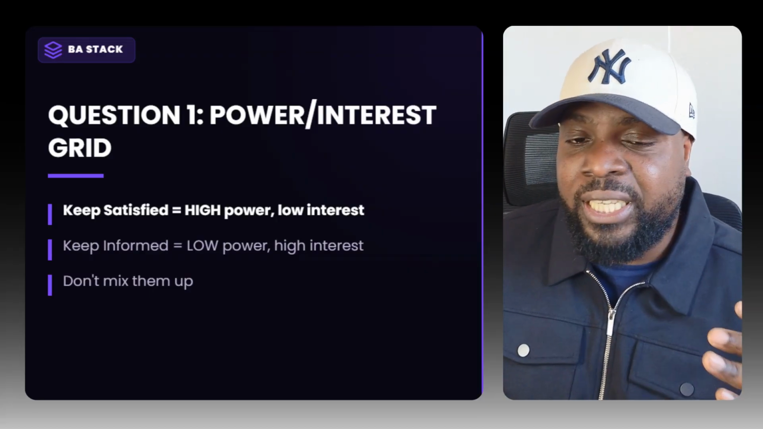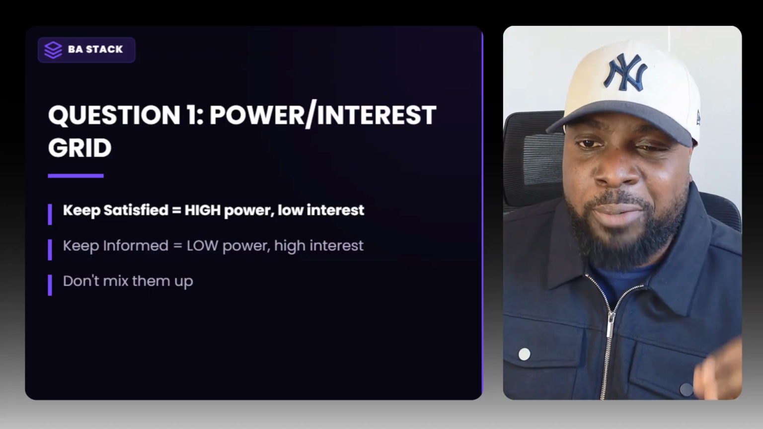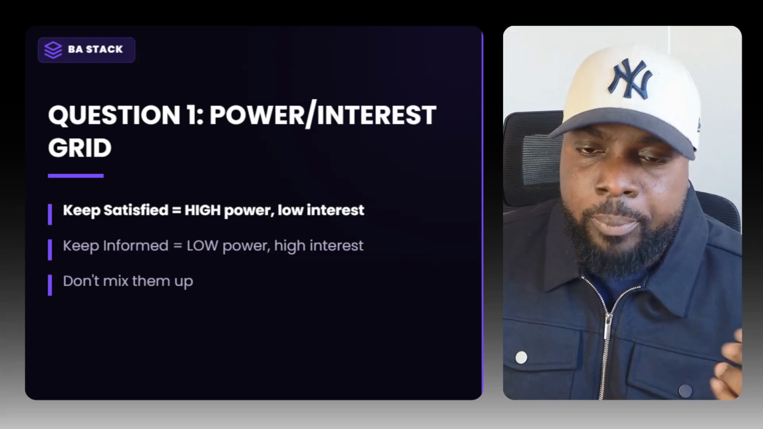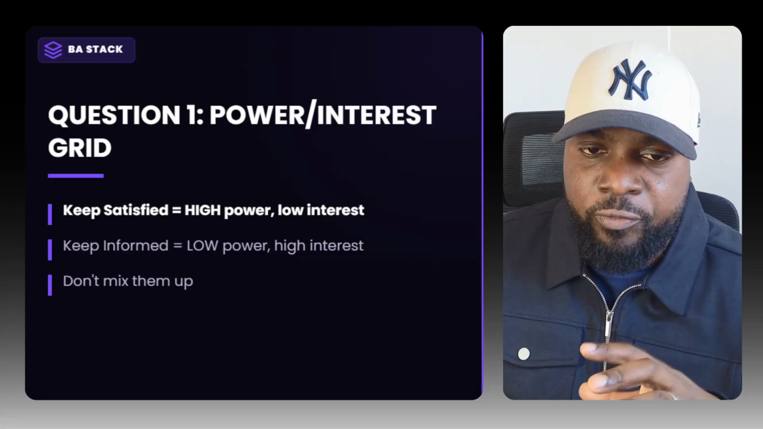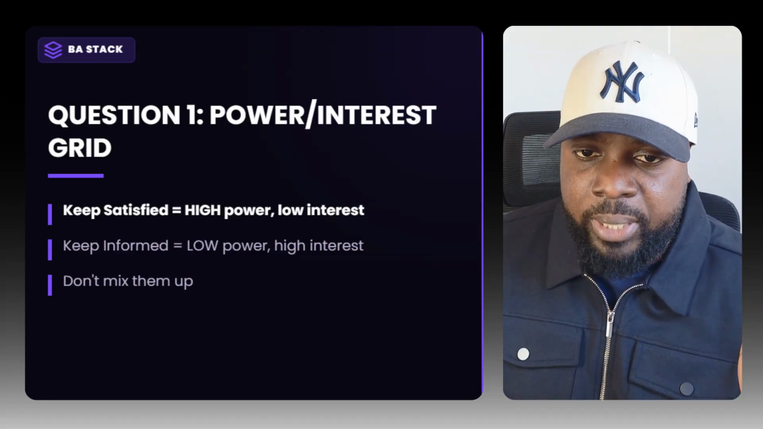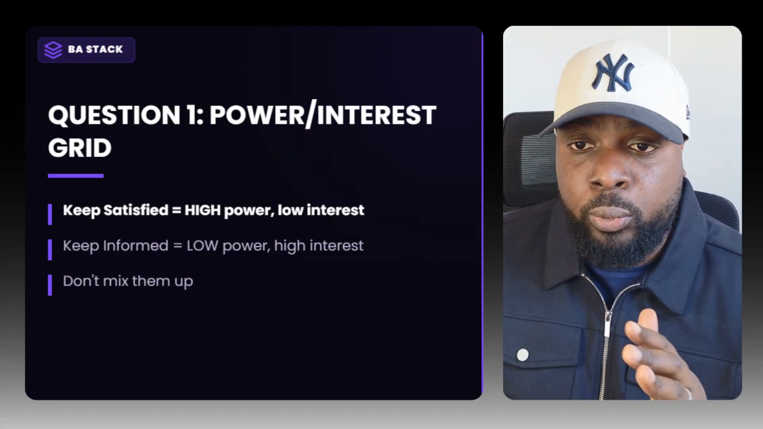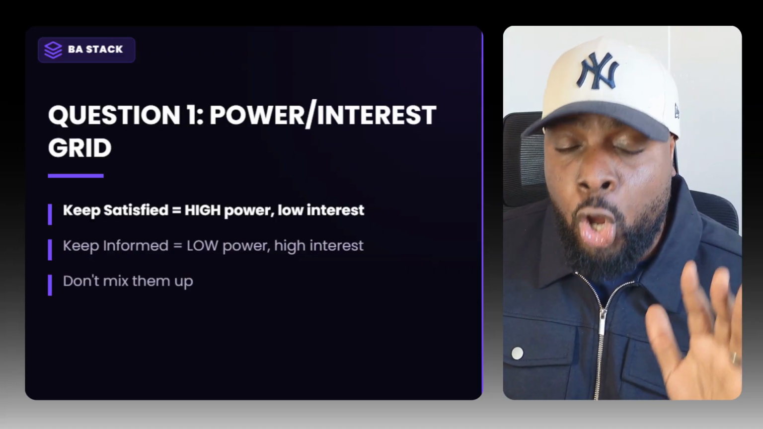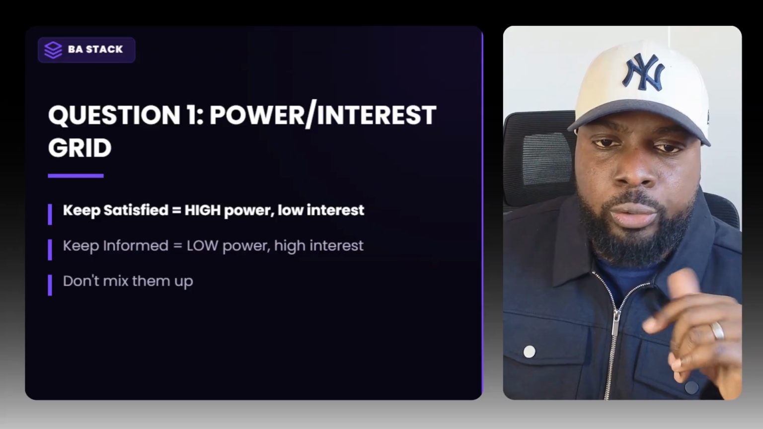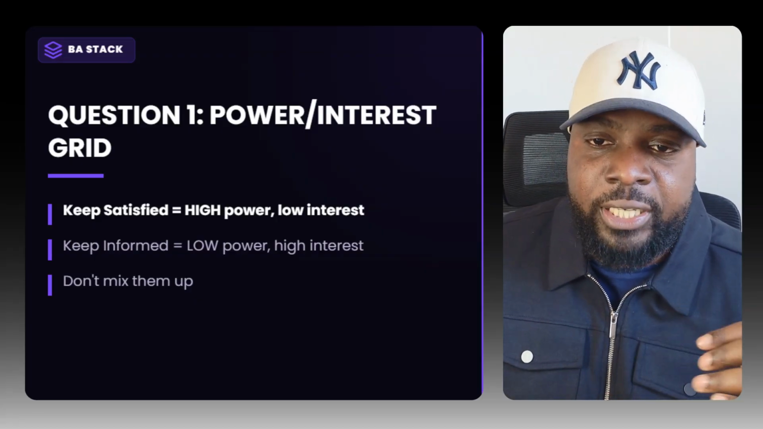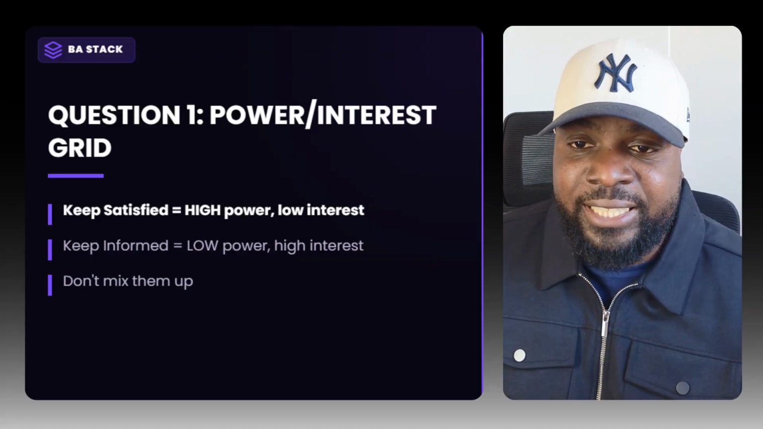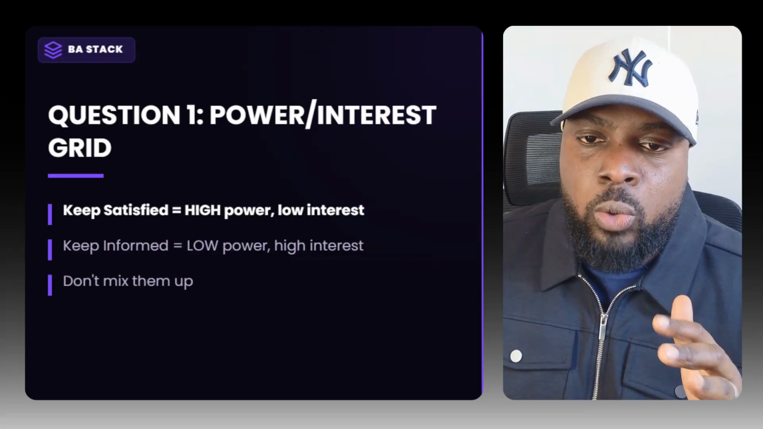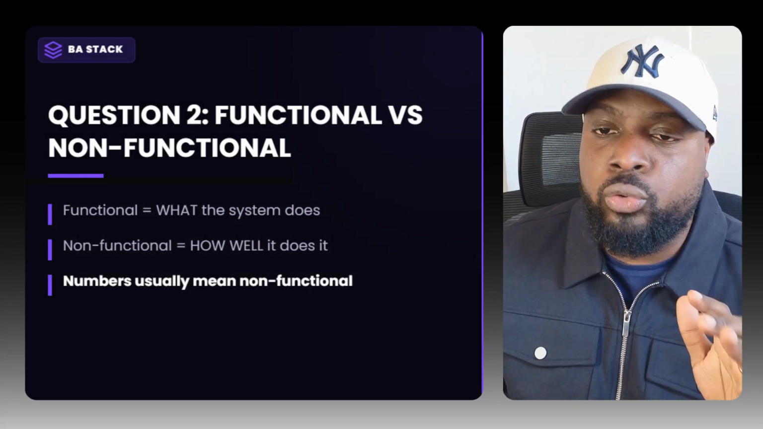Here's the trap though. The BCS is going to give you a scenario with a stakeholder described in detail and ask you which strategy applies. The classic trap usually is confusing keep satisfied with keep informed. Remember, this is the key bit: keep satisfied is for high power people you don't want to get on their nerves, you don't want to annoy. Keep informed is for low power people, but you want to keep them in the loop. If you see a senior director who doesn't care about the day-to-day detail, that's keep satisfied, not keep informed. Lock that in.